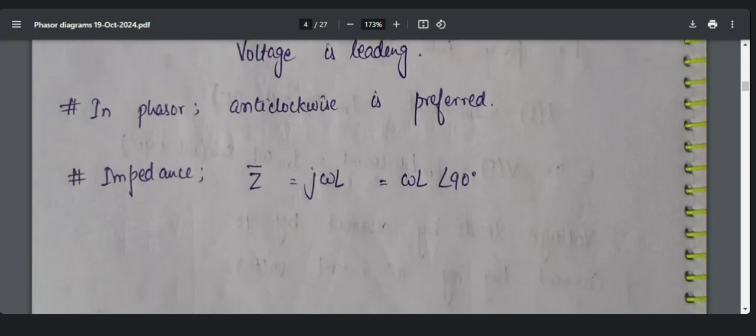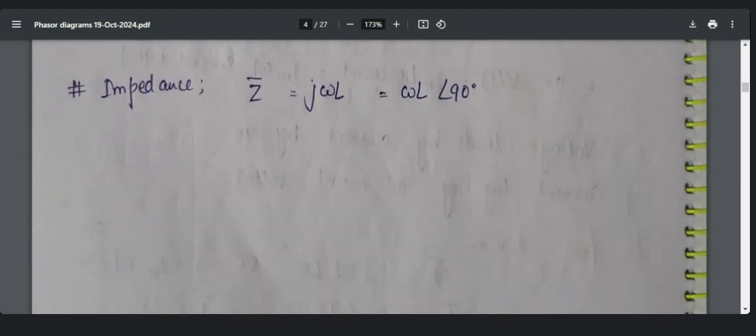Similarly, if we find the impedance in this case, impedance in case of inductor will be j omega L, that is omega L, and j represents an angle of 90 degrees. Similarly, if j is in numerator, it is representing an angle of 90 degree. If j is in denominator, it is representing an angle of minus 90 degree. Okay, these are the concepts to be very clear to solve all the questions related to phasor.